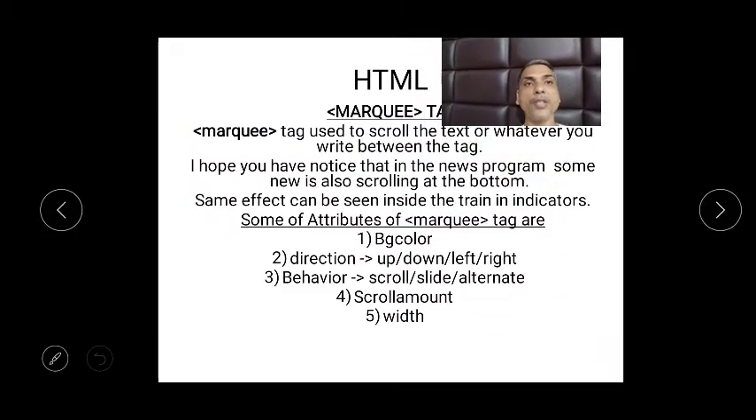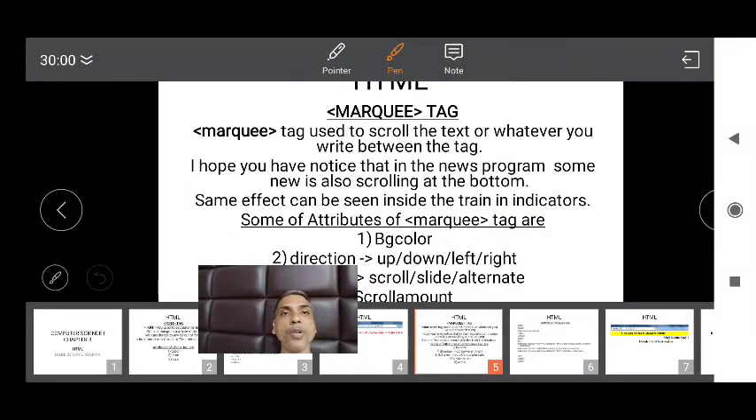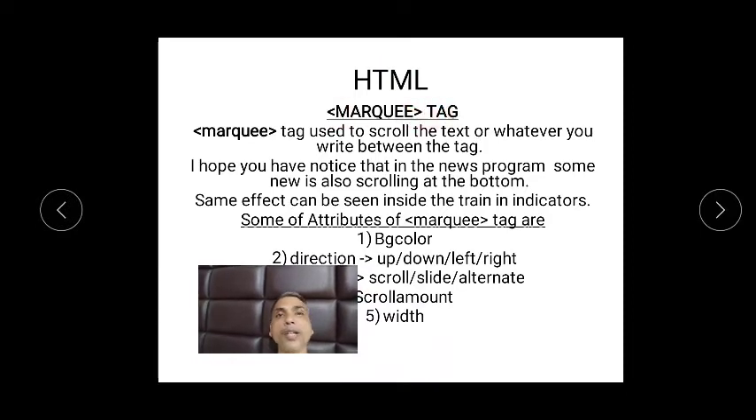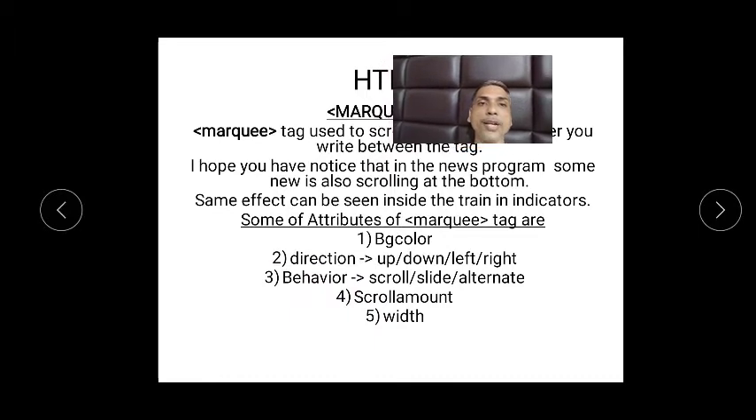Now let's go to the next tag, which we call the marquee tag. The marquee tag is used to scroll the text; whatever you write between these tags will get scrolled. I hope you have seen news readers. In a news program, some news is also scrolling at the bottom. Same effect can be seen inside train indicators, like the next station is Churchgate, Borivali, or whatever. If you want that kind of effect, you can use the marquee tag.